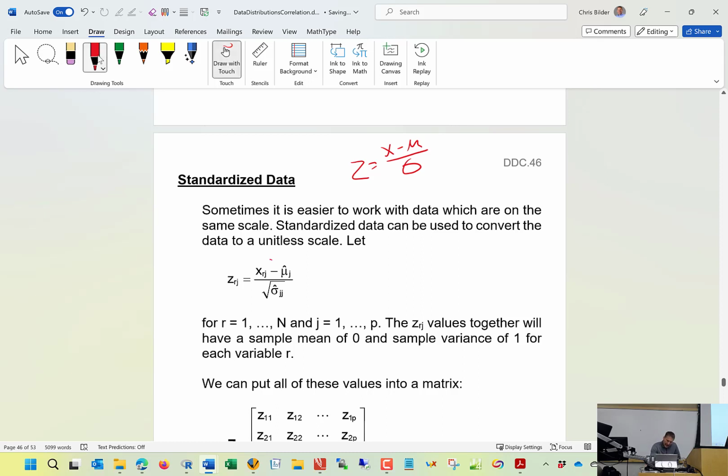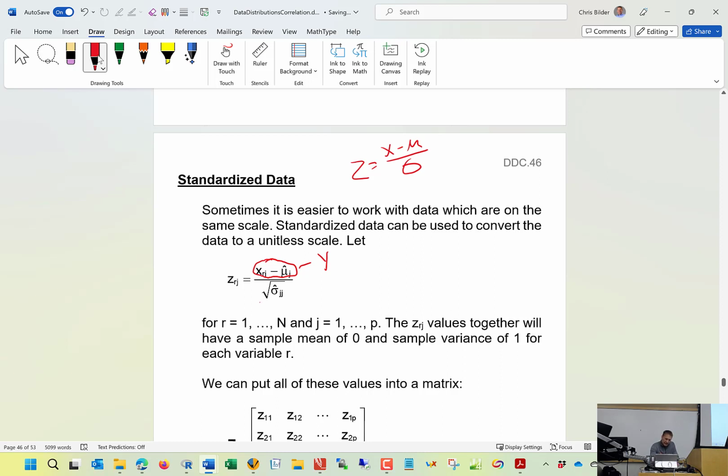Now look what happens here when I do this little transformation. When I take x_rj minus this estimated mean, suppose I just let that be, we'll call it y for lack of a better letter. What's going to be the mean of y now? So I take all the x's, subtract off its corresponding mean, 0? Yeah, 0. So we're centering it at 0.